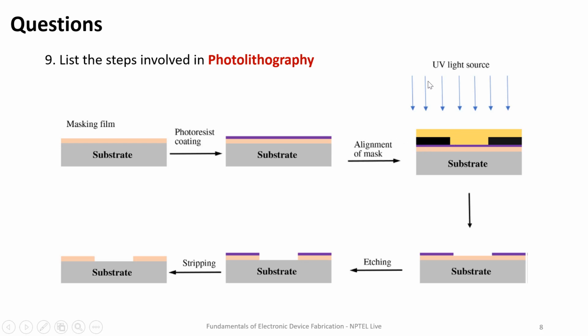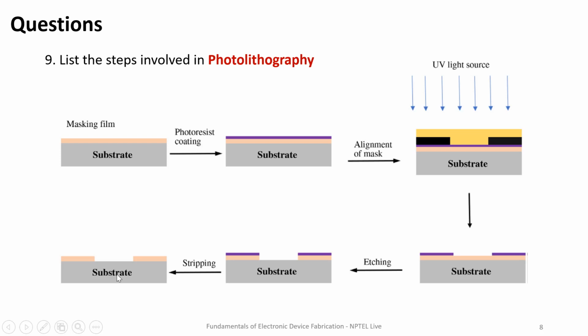Once it is aligned, we give a UV or visible light, whatever source we are using, for exposure. Once it is exposed, depending on whether our photoresist is positive or negative, that particular region will be developed. That is, it will become soluble and that region of the photoresist will be removed. Finally, we do a chemical etching process to remove our masking oxide film. So the peach color region has also disappeared. And finally, the remaining photoresist will be stripped. The purple color photoresist has also been stripped. And whatever feature we want, that only remains on our substrate.